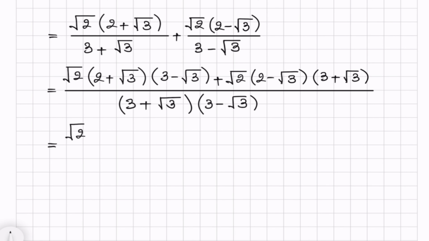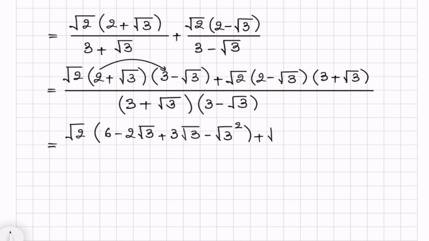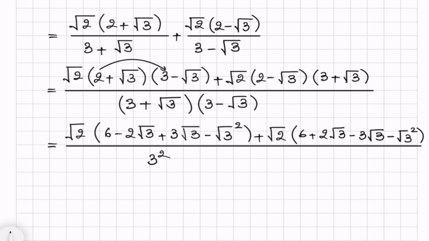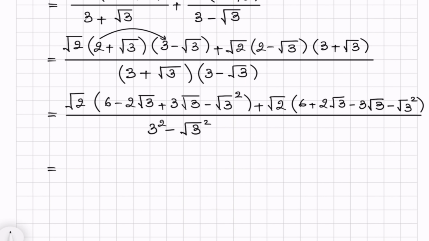We keep square root of 2 first and then we take 2 times with 3, which is 6, minus 2 square root of 3, and then plus 3 square root of 3, and then minus square root of 3 raised to square, okay, and then plus square root of 2. Now we have to expand these two factors. Then we will get 6 plus 2 square root of 3, and then minus 3 square root of 3, and then minus square root of 3 raised to square, okay, and then all over 3 square minus square root of 3 raised to square.